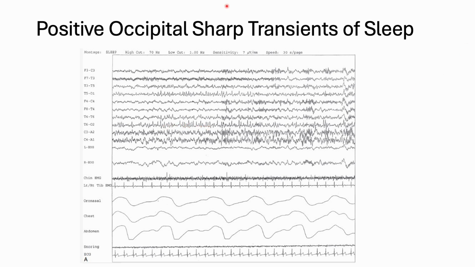Remember, EEG going up means negative, going down means positive. These are positive occipital sharp transients of sleep, and we see them in non-REM. And so they're going up here.